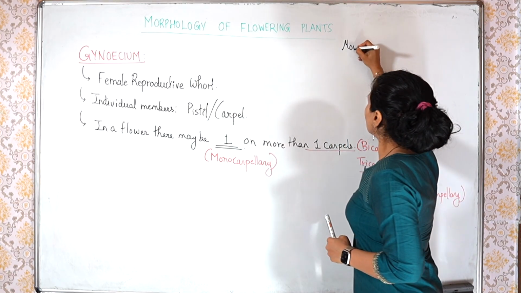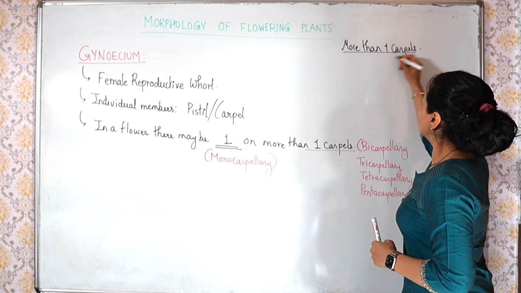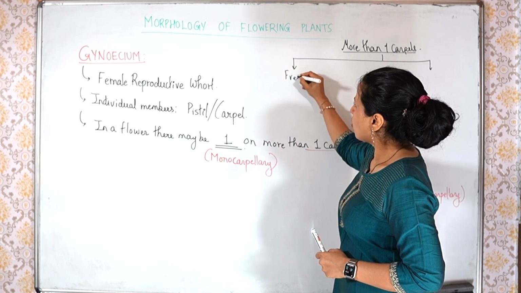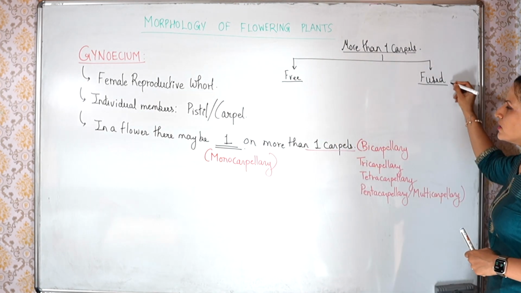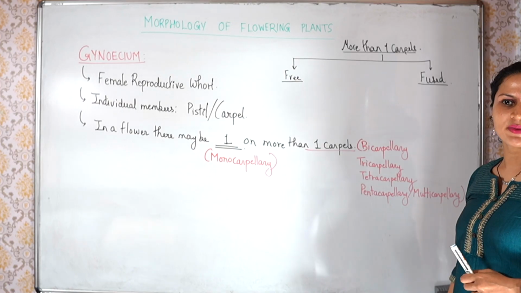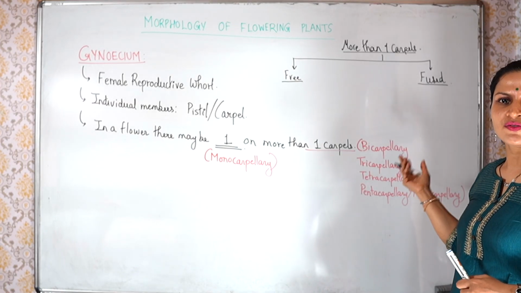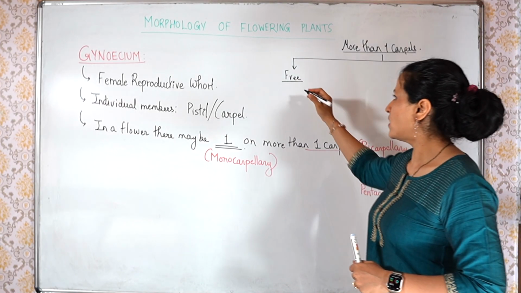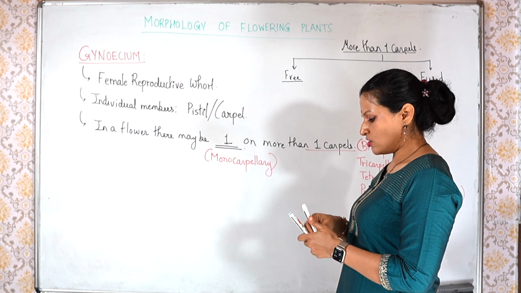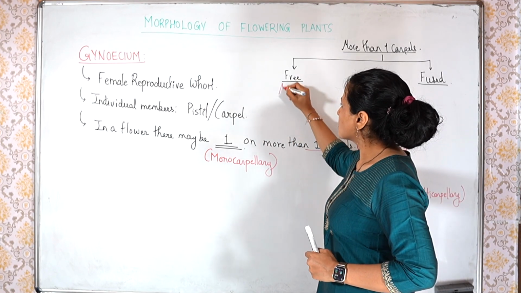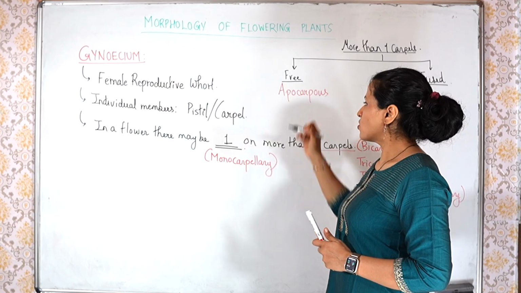If there are more than one carpels in a flower, they can be either free or they can be fused. Just like we saw for calyx, corolla, androecium as well, there is a free or fused situation for gynoecium as well. If the carpels are free, that condition is called as Apocarpous condition, as is seen in case of rose or lotus.